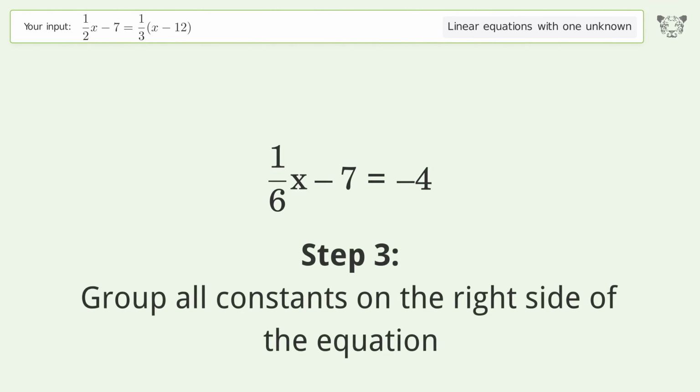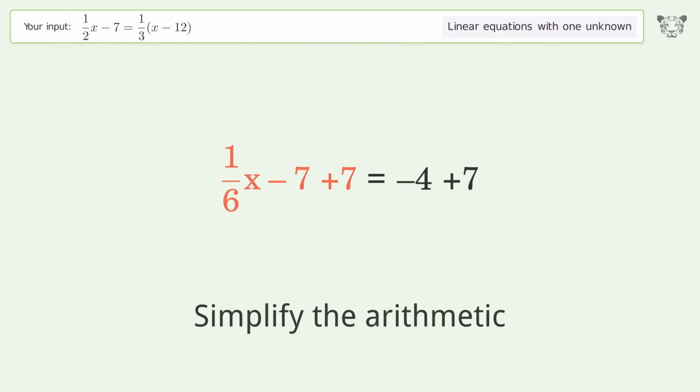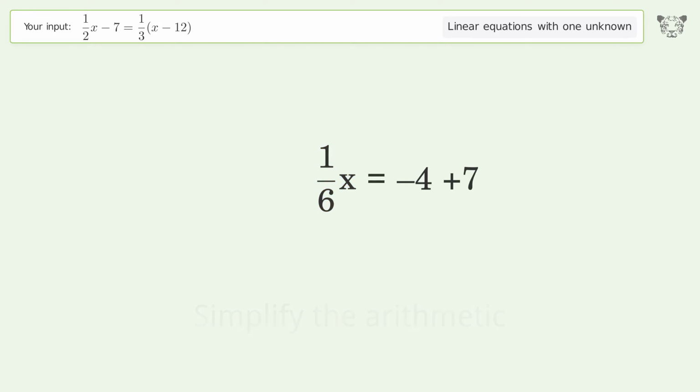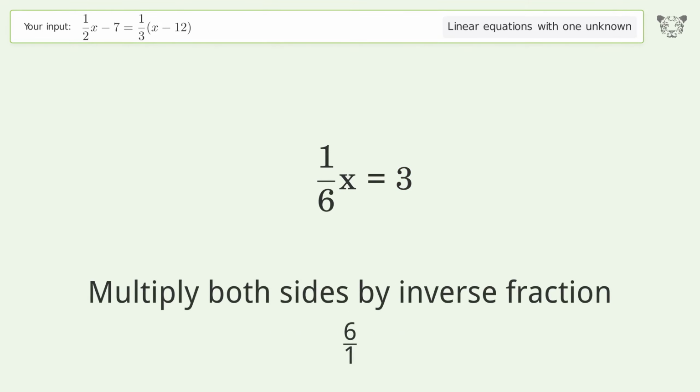Group all constants on the right side of the equation. Add 7 to both sides. Simplify the arithmetic. Isolate the x. Multiply both sides by inverse fraction 6/1.